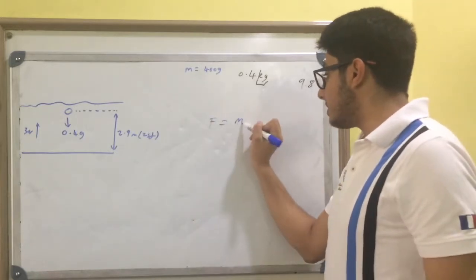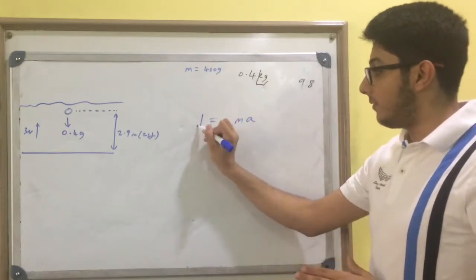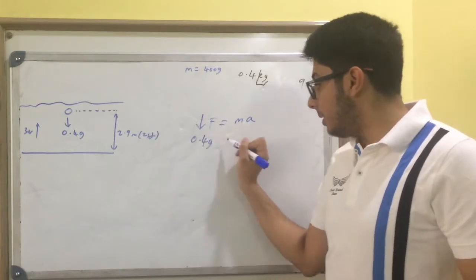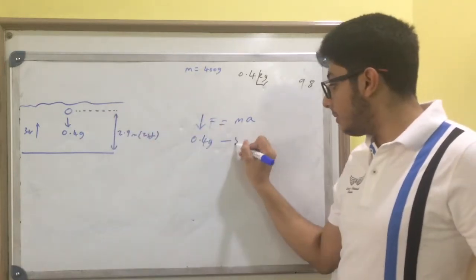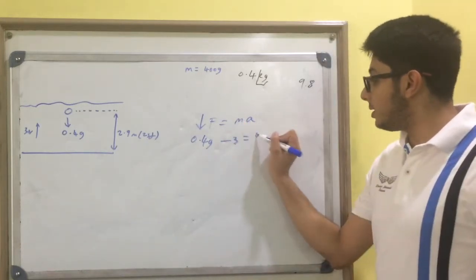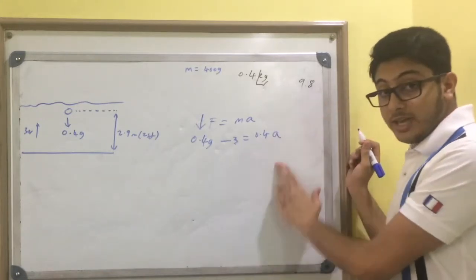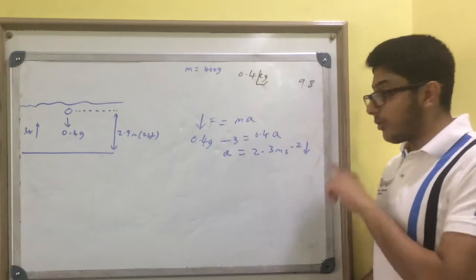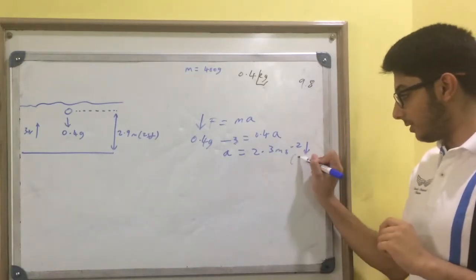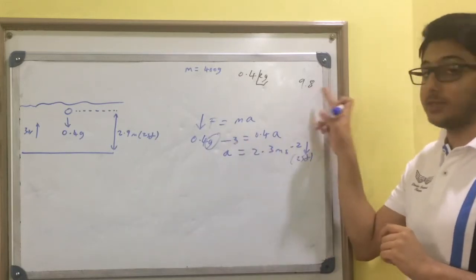So force is mass times acceleration. We need to find the new acceleration. Let's take the forces downwards. We have its weight, 0.4 g, minus 3 newtons, is equal to the mass of the stone, which is 0.4 kilograms, multiplied by the new acceleration, which we need to find. Rearrange it, you get acceleration is equal to 2.3 meters per second squared in the downward direction. Two significant figures, because you used g as 9.8, which is two significant figures.